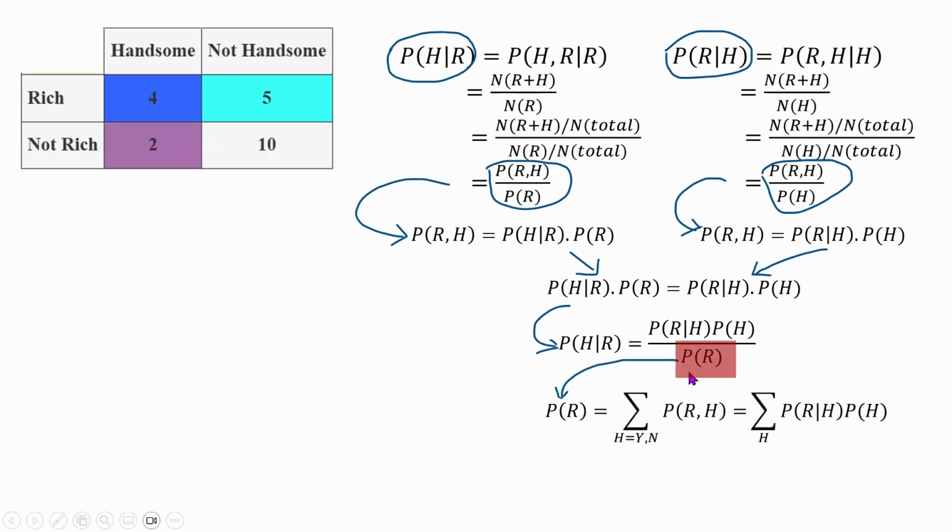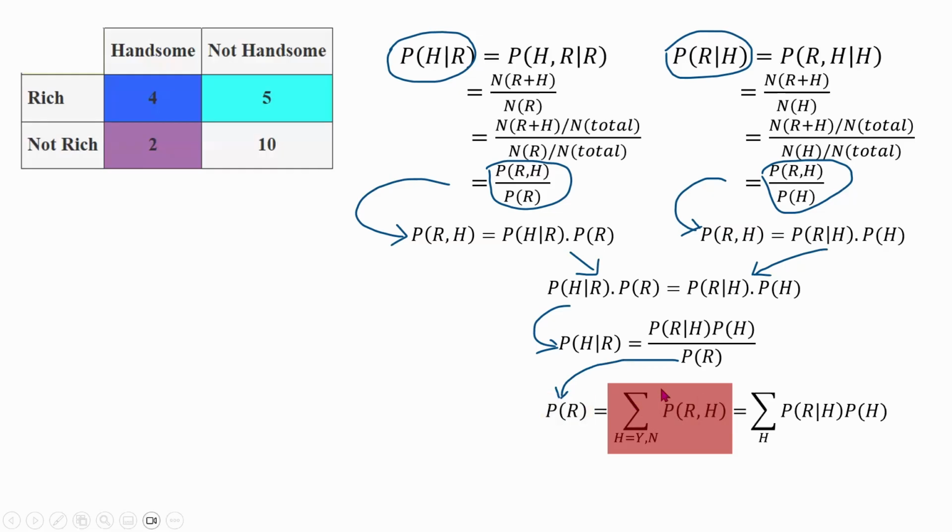We have the probability of R right here. This can be written like this. The probability of R is equal to the probability of being rich and handsome. Handsome can have two possible cases: someone can be handsome, that means yes, he is handsome, and someone can be not handsome, so no, he is not handsome. If you simply add the probability of those two cases, that means the probability of being rich and handsome plus the probability of being rich and not handsome, then you get the probability of R.